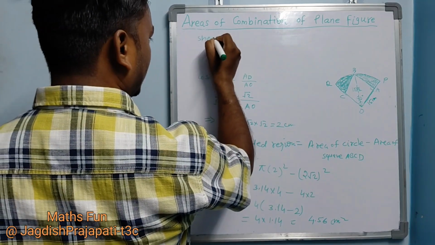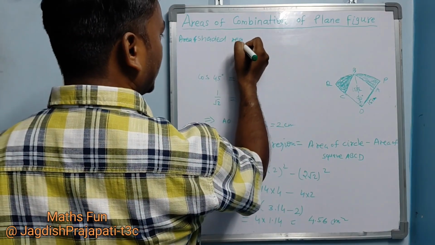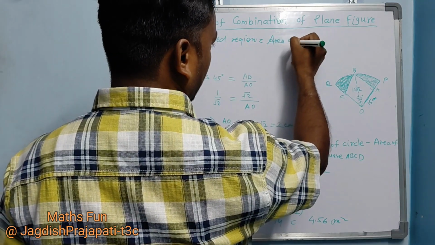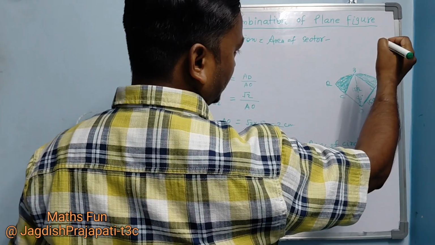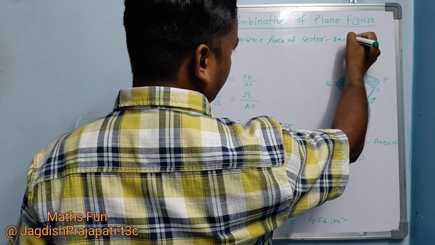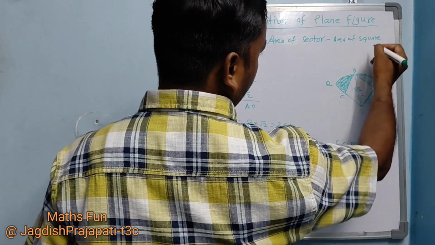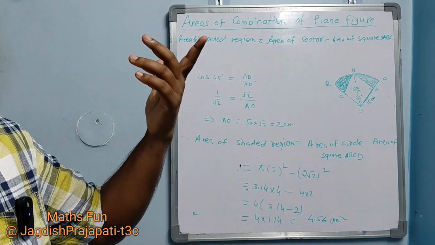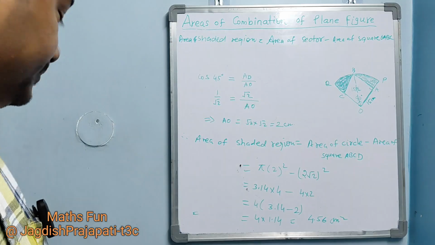So you can find out the area of the shaded region. The area of the shaded region will be area of sector minus area of square OABC. So in this way you can solve this problem. So this is an exercise for you.